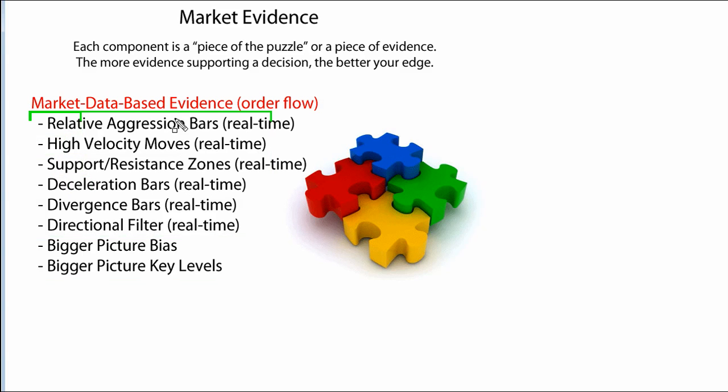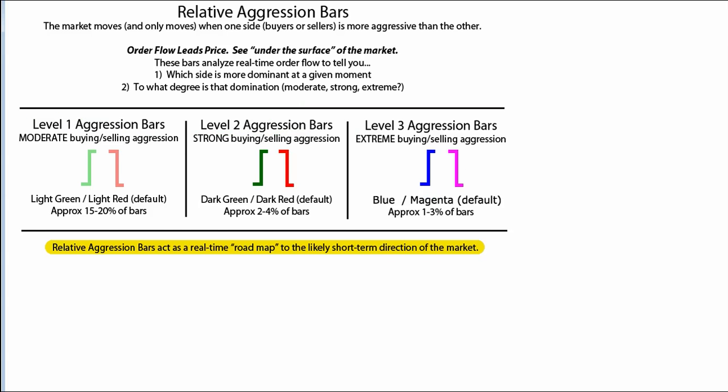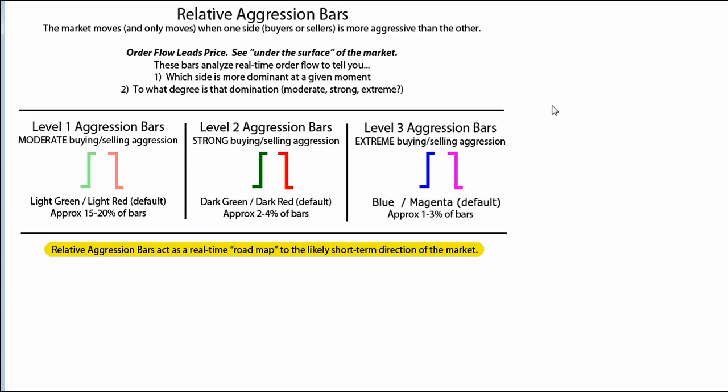And just to give a little bit more detail on what these relative aggression bars are, this is really the crux of what we look at, our first building block, if you will. These are real-time bars that are telling you what's going on under the surface of the market, which side, buyers or sellers, is more aggressive at a moment in time, looking at the order flow, the velocity, the volume, the range, and certain other factors as well.